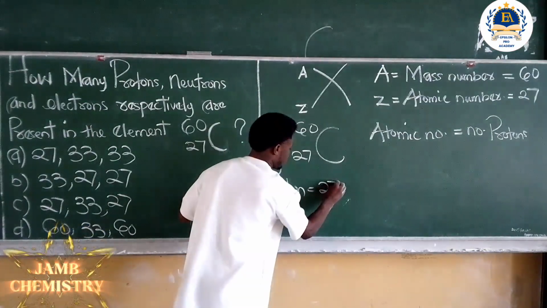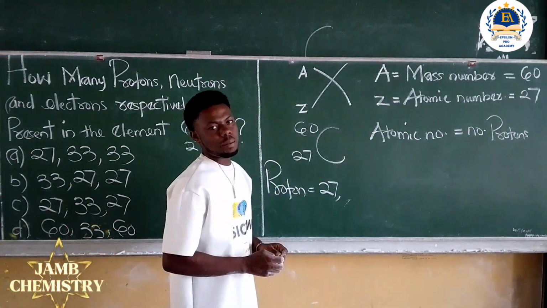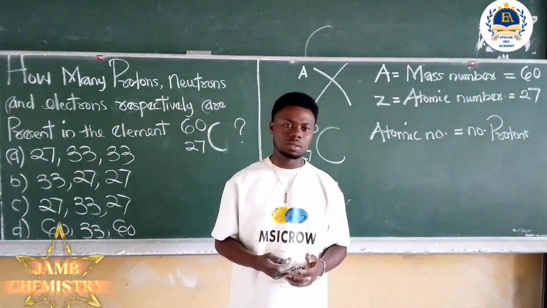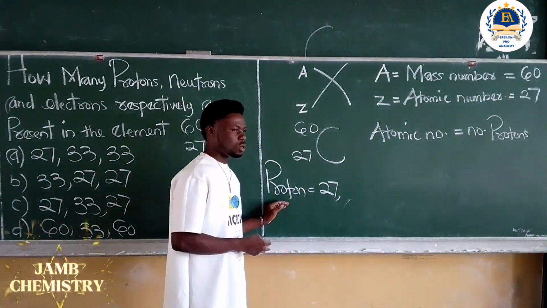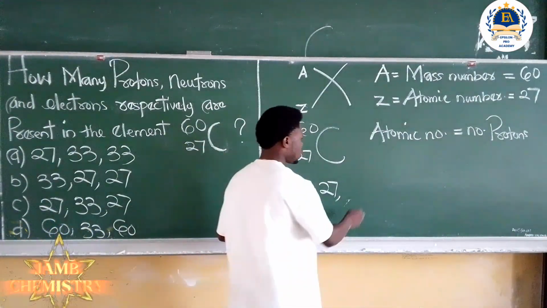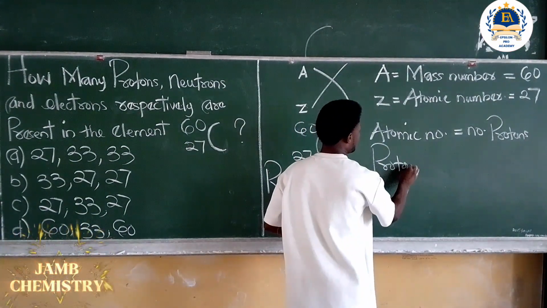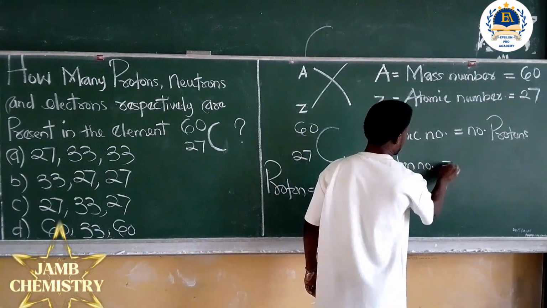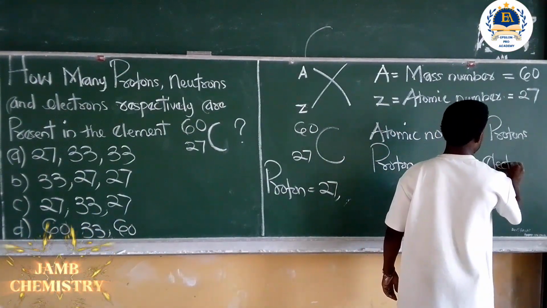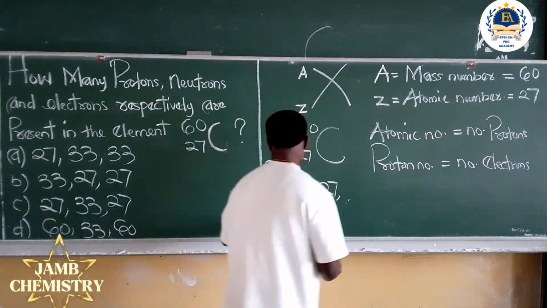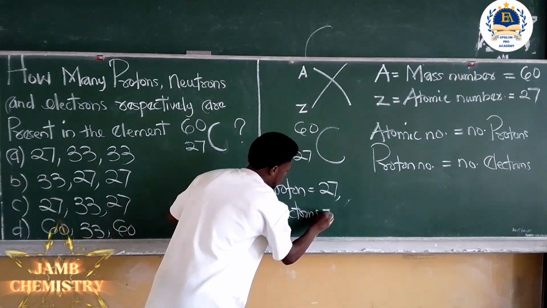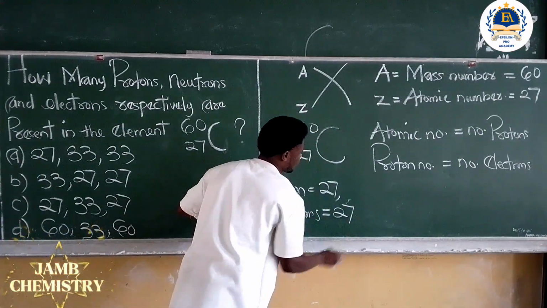So proton is 27. Because the element is neutral, it is neither positive nor negative. Since the element is neutral, we can also say that the number of protons is equal to the number of electrons. So the proton number is equal to number of electrons. So electrons is equal to 27.